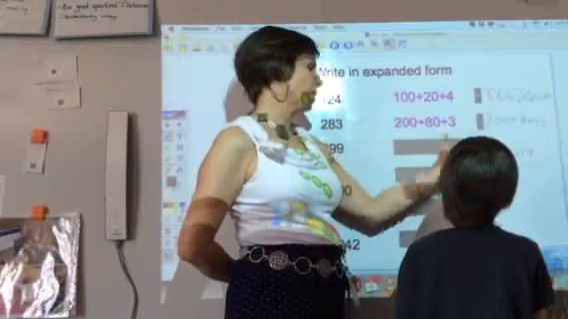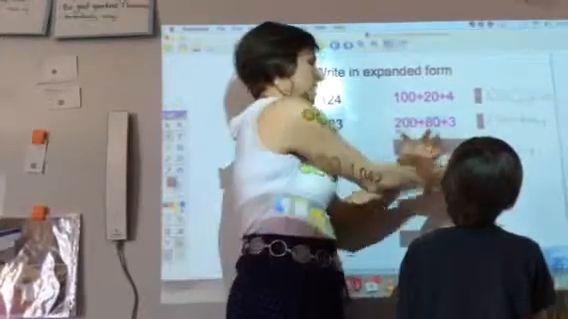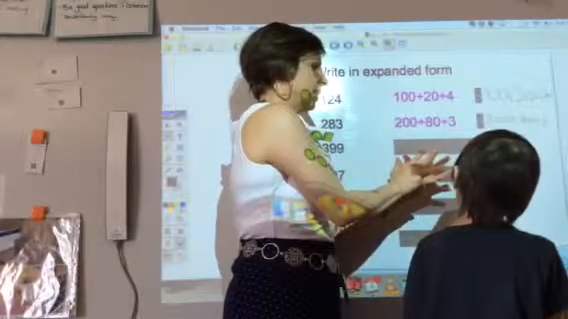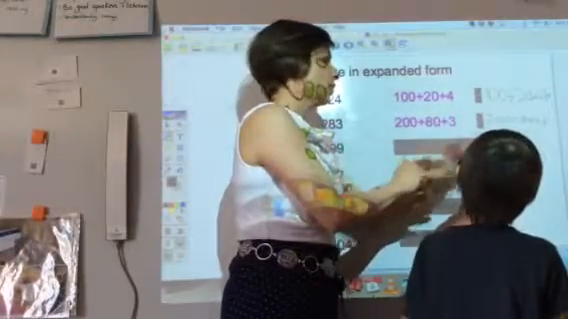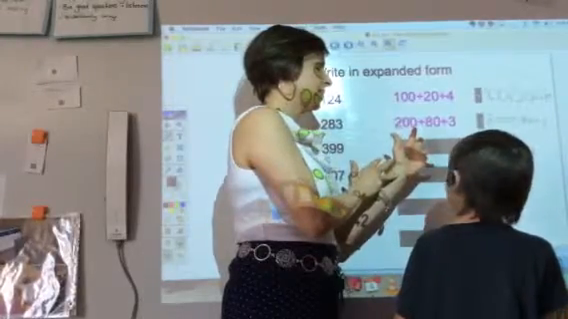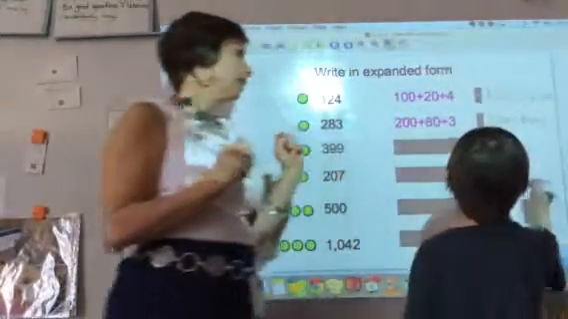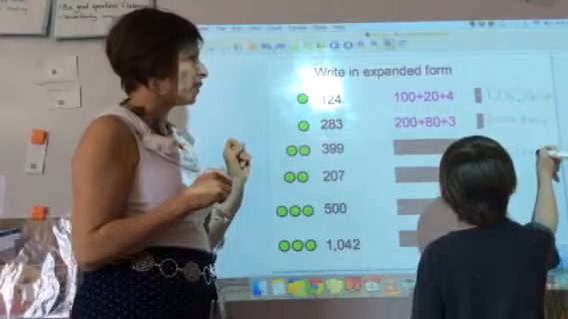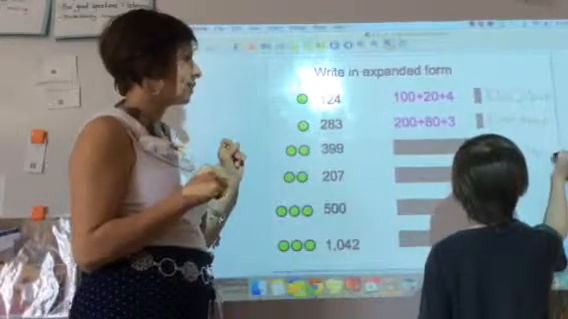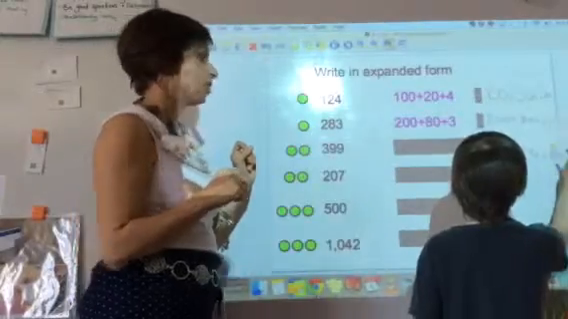10, 20, 30, 40, 50, 60, 70, 80, 90. How many tens? 9 tens. And so it counts up to 90 plus the last place value, plus 9. Nice job.